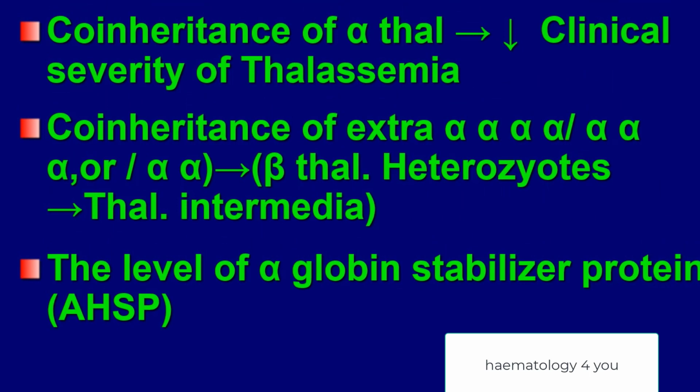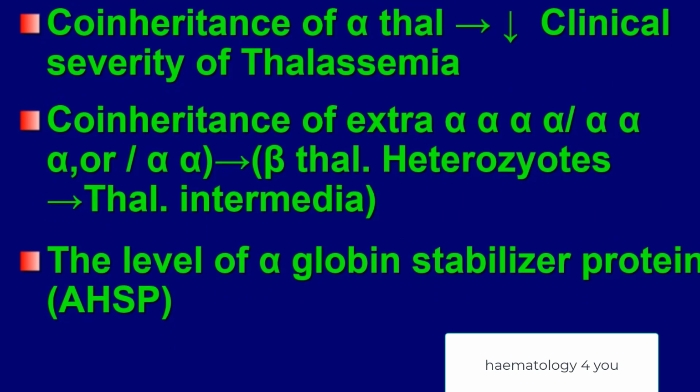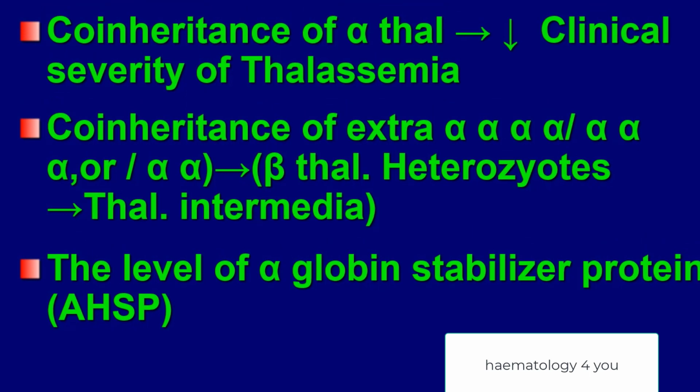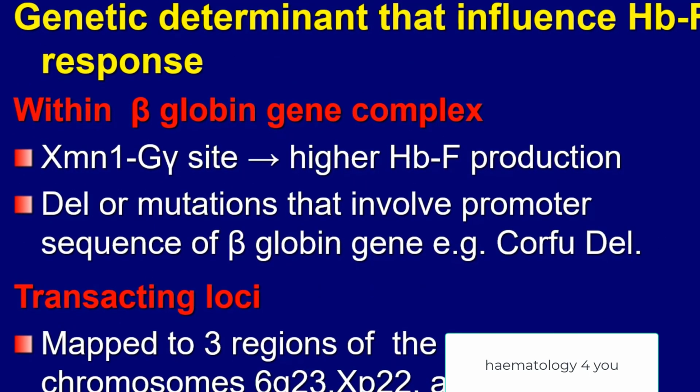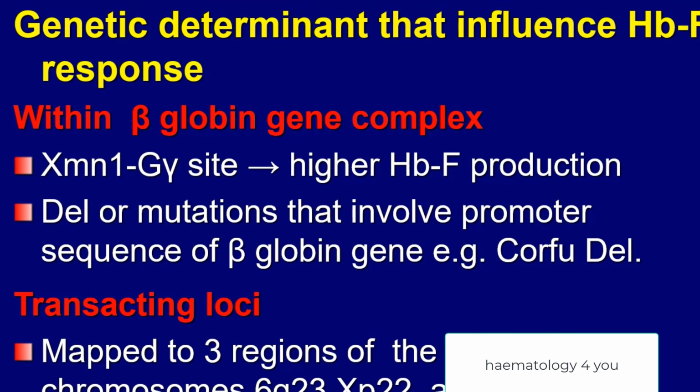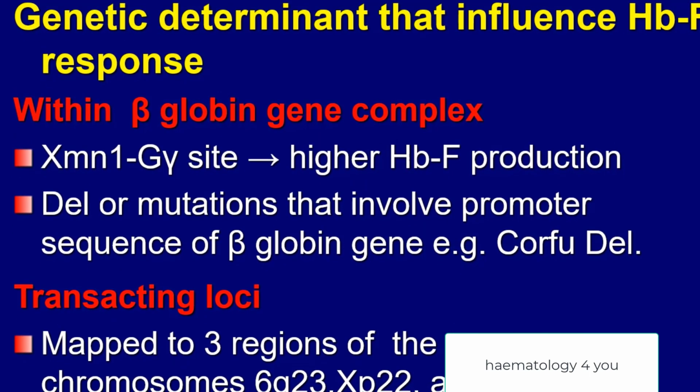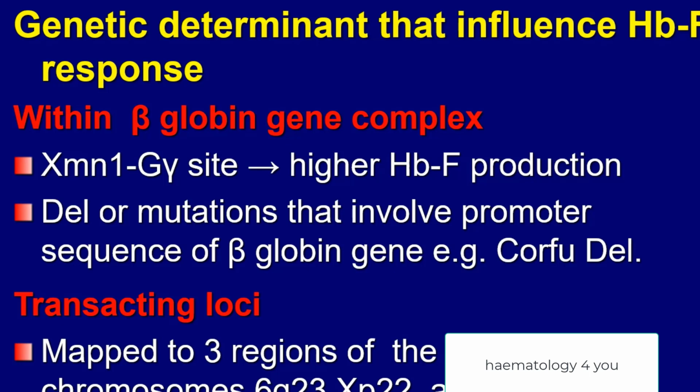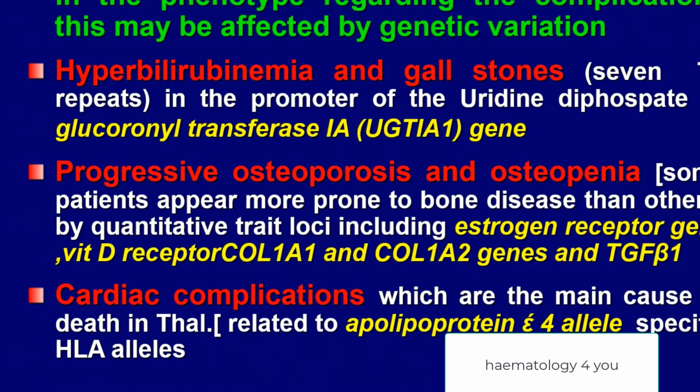Secondary modifiers: co-inheritance of alpha thalassemia affects the clinical severity of thalassemia, as does co-inheritance of extra alpha genes and the level of alpha globin stabilizing protein. Secondary modifiers: variation in HbF production, with genetic determinants that influence the HbF response within the beta globin gene, and complex trans-acting loci mapped to three regions of the genome.